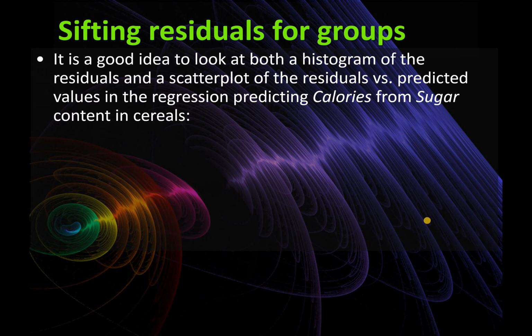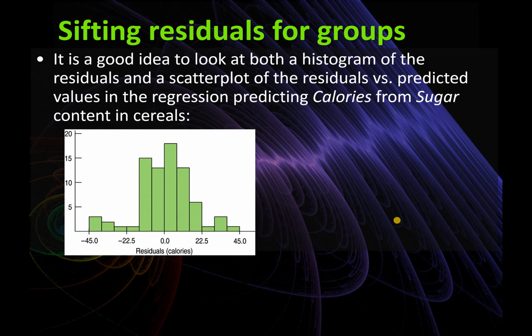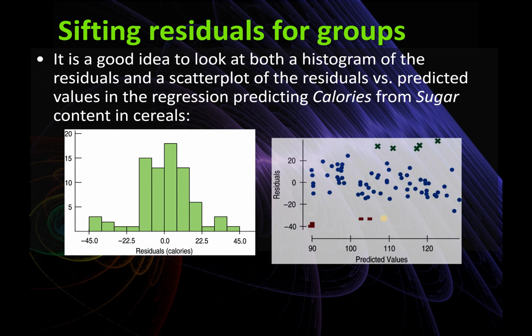Whenever we do regressions, we're going to be doing a histogram of the residuals in addition to a plot of the residuals. Here you can see a histogram of the actual calories from sugar content in cereals. Now, our goal for our histogram of the residuals is that it should be nearly normal. But if I look at this, I can see here a nearly normal group in the center and almost two separate groups on either end.